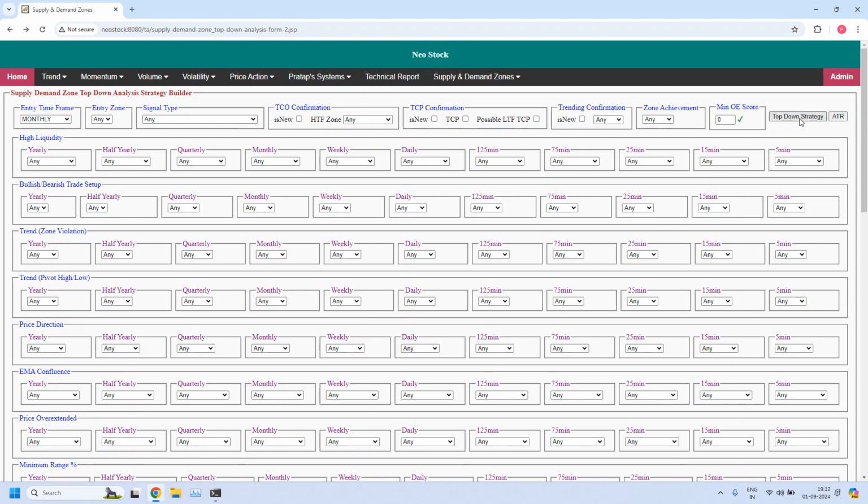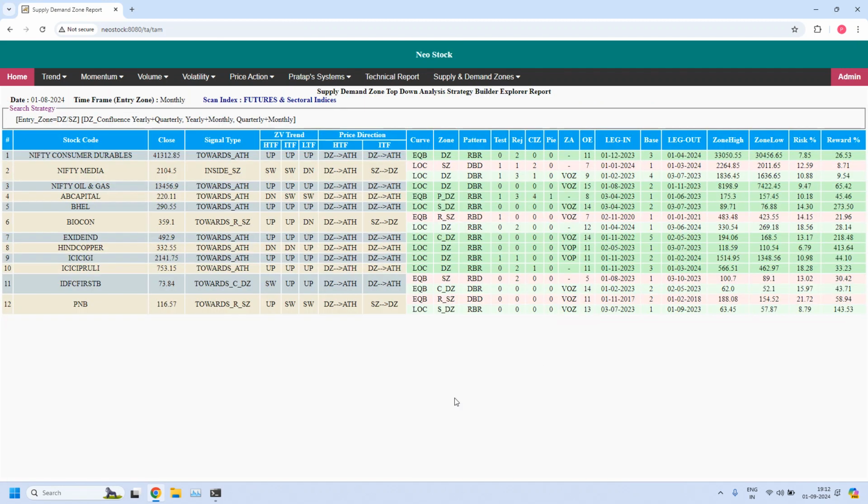Let us assume monthly is LTF. So 12 stocks are filtered. In these 12 stocks, monthly zones, quarterly zones and yearly zones are having confluence with each other. This list might be useful to the medium term investors as well as long term investors point of view. Okay, this is about demand zone point of view.